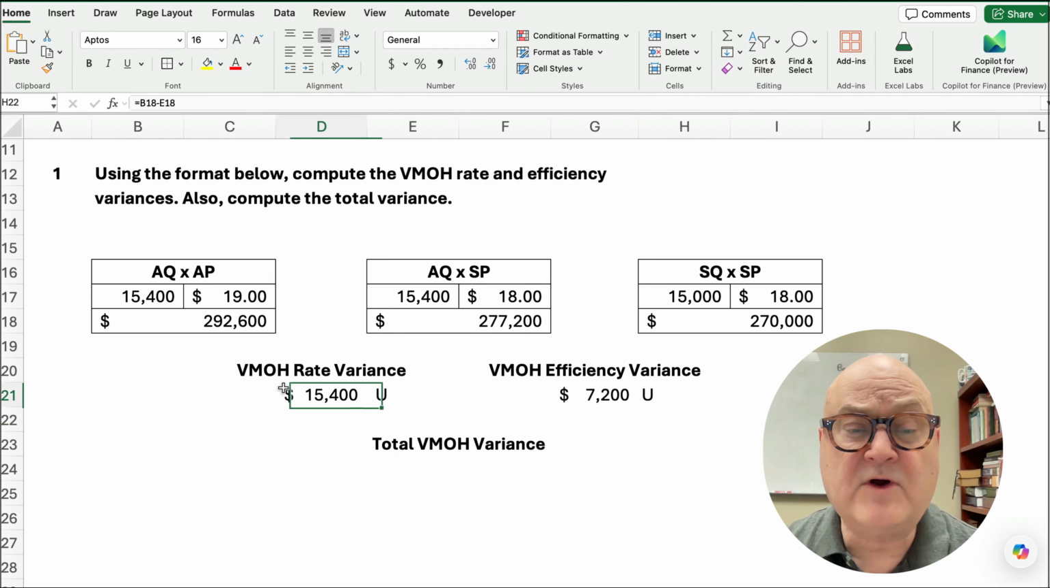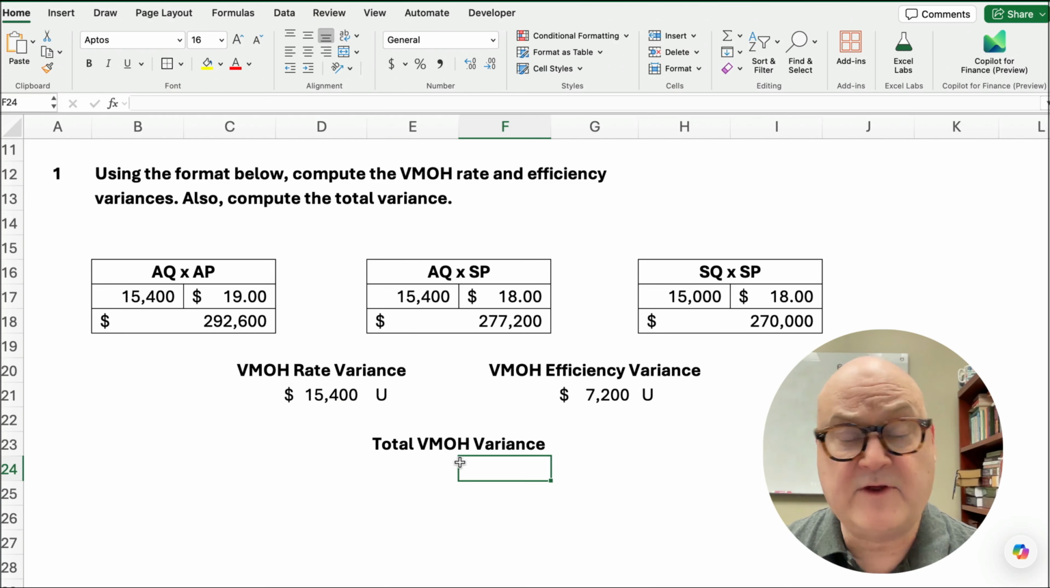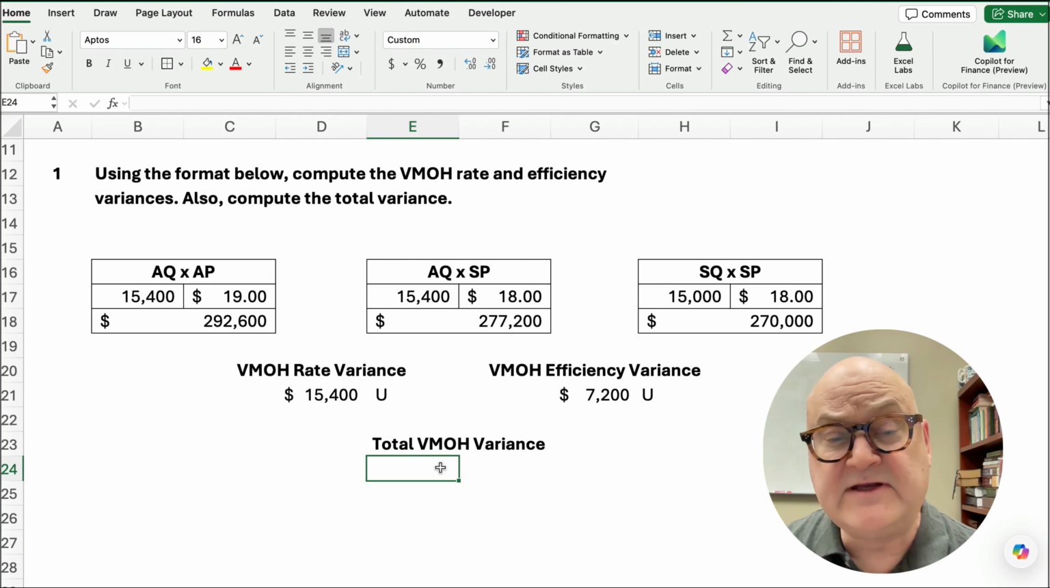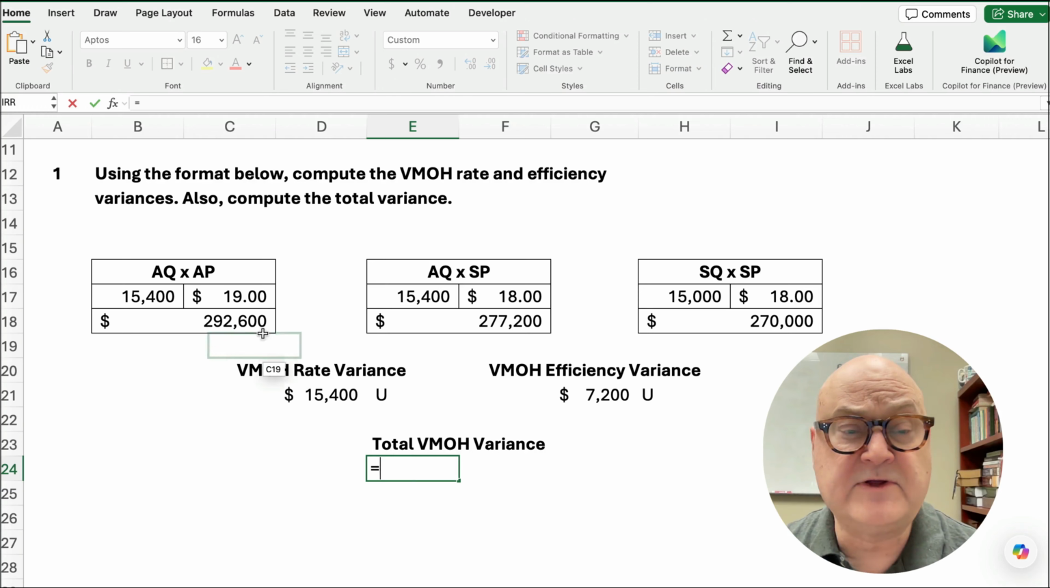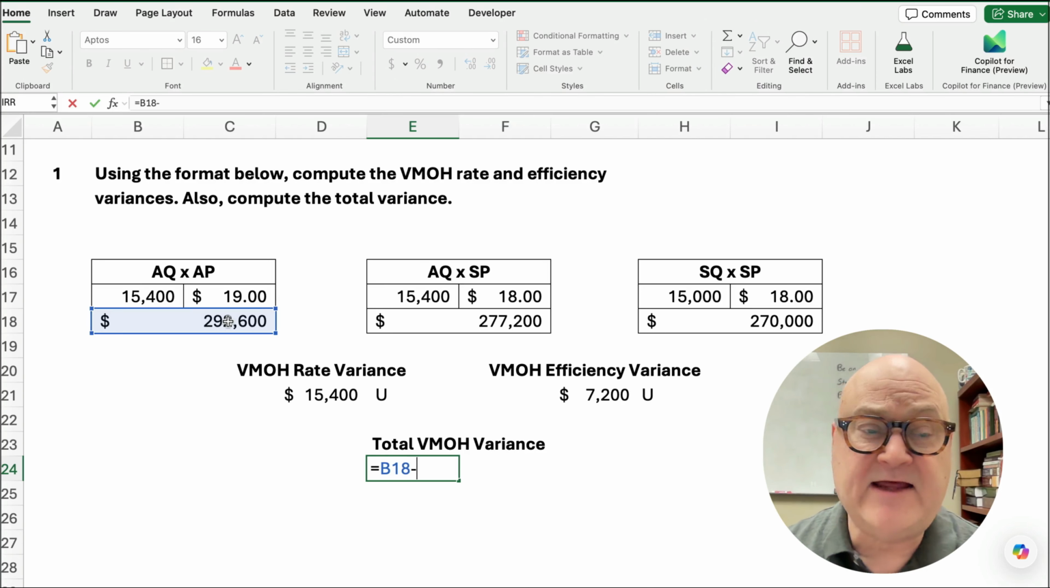Now, because these two are unfavorable, we can just add them together. If there were different signs, we could take the difference here, or we can take the total. These two explain the difference between the 292 and the 270.